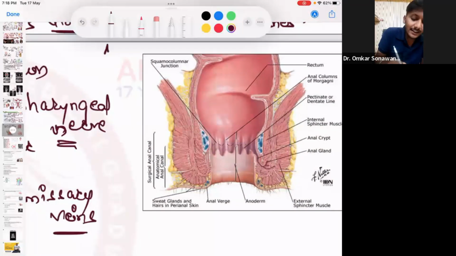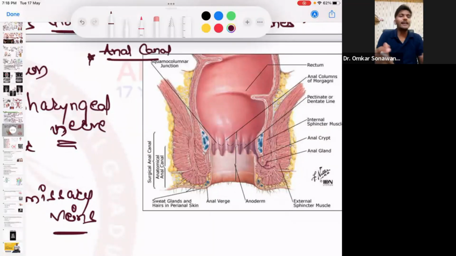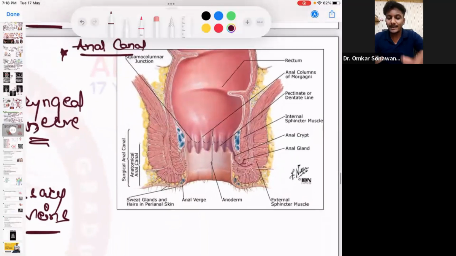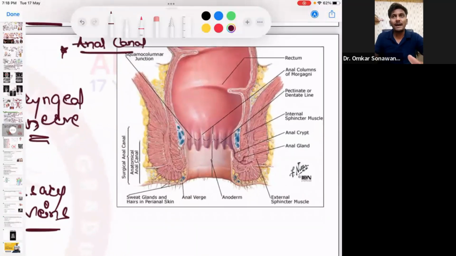So the anal canal, we mostly forget it, but questions are asked from the anatomy, the topographic anatomy of the anal canal. So this is the rectum which then continues into the anal canal. The anal canal has three parts: the mucosal, the transitional and the pigmented part.